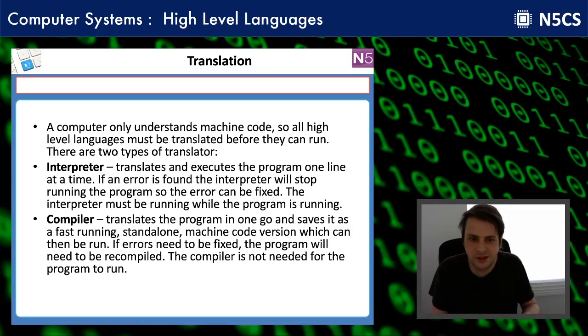An interpreter translates and executes the program one line at a time. If an error is found, it will stop and you can fix it at that point, and it must be running while the program is running, which means it's going to go slower.